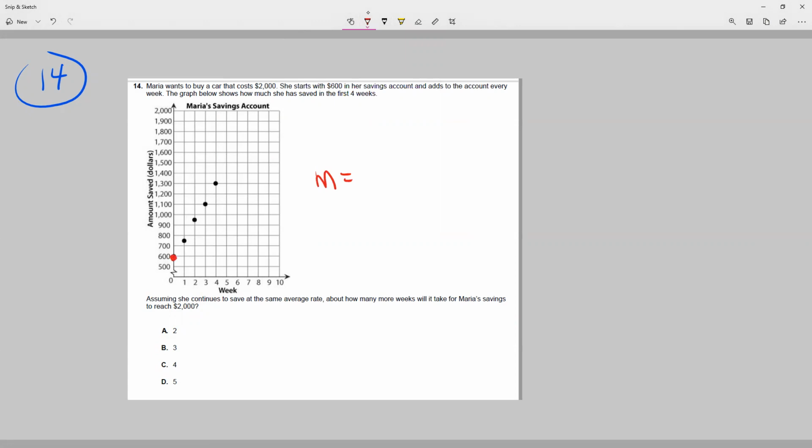And then she adds to the account every week, and it shows the first 4 weeks. From 600, it looks like after 1 week she's at 750. So 0, 600; 1, 750. Then the next week she's up to, looks like, 950. And then the next week she goes to 1100. So this isn't completely linear, but you can tell in general how things are moving. Here she goes from that 1100 up to 1300.